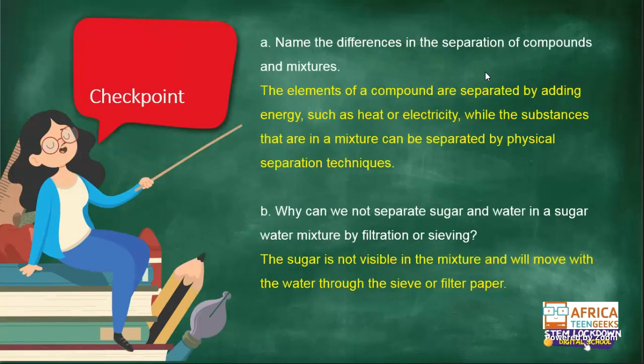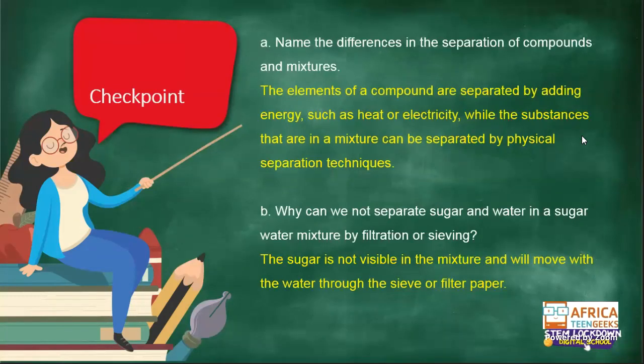Okay, so I'm going to do some checkpoints here. This is the end of the section on mixtures. Name the difference in the separation of compounds and mixtures. The elements of a compound are separated by adding energy, such as heat and electricity, while the substances in a mixture are separated by physical means. That means you use the separation techniques.